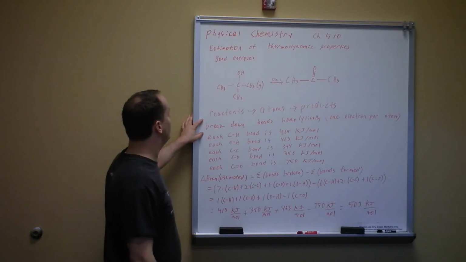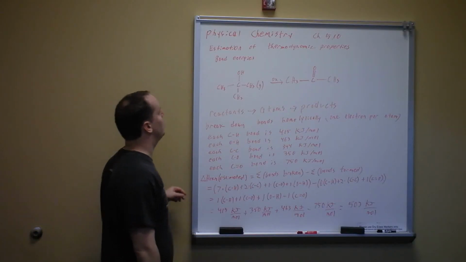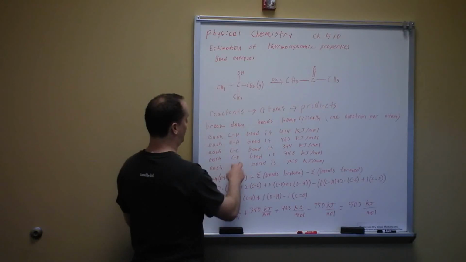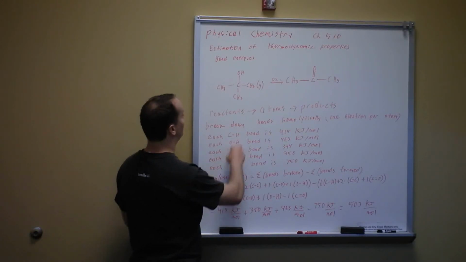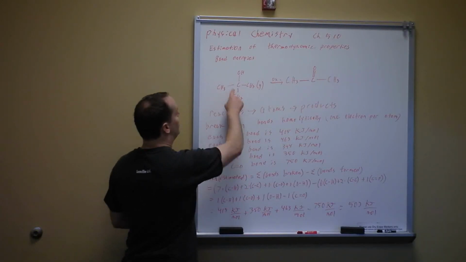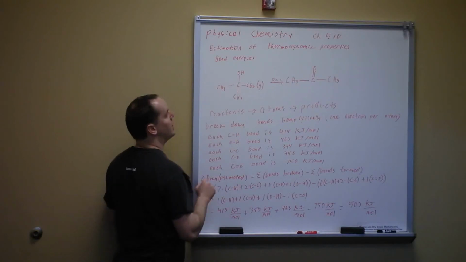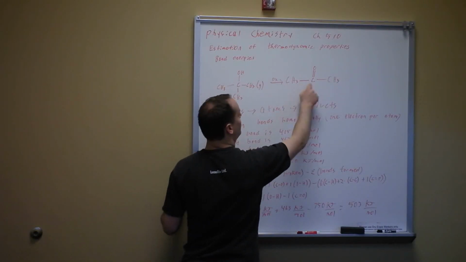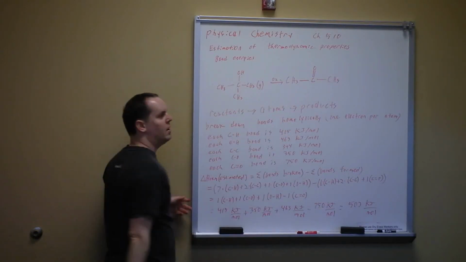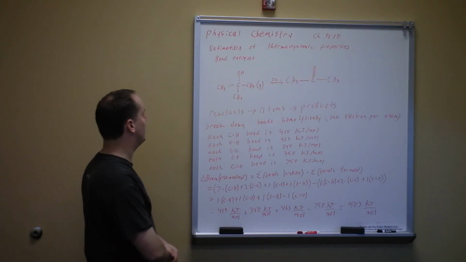Now, this is an estimate for several reasons. For example, we're going to say the bond energy of carbon-carbon is a certain value. These carbon-carbon bonds are probably not the exact same value as those carbon-carbon bonds because of the other stuff on them. But this is, like I said, an estimation.